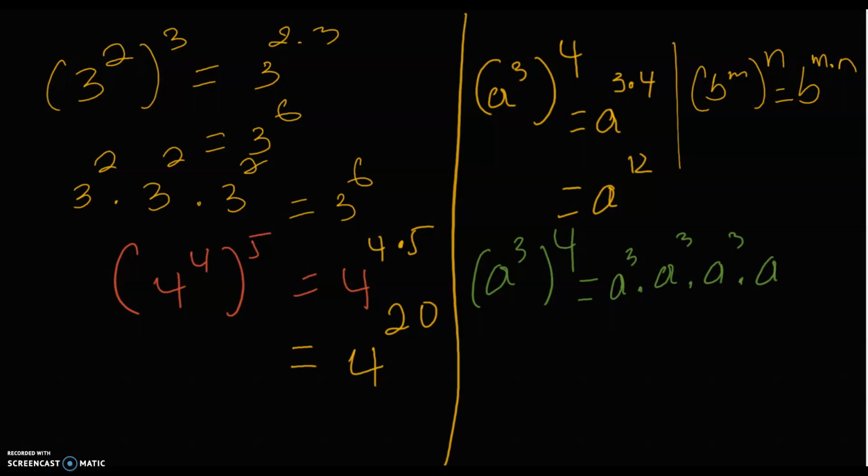Okay? And the answer is, you got it? Yes, the answer is a to the 12th because now you have the same base, you add the exponents. 3 plus 3 is 6, 6 plus 3 is 9, and 9 plus 3 is 12. Good job. The answer is a to the 12th power. Now let's use the negative exponent.